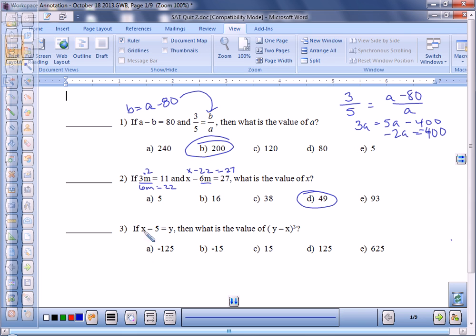Like on this one. Do you see if I move the x over, I get negative 5 equals y minus x. So what do I plug in for y minus x? Negative 5. And negative 5 cubed is negative 125. Well, you got it. Okay, questions?